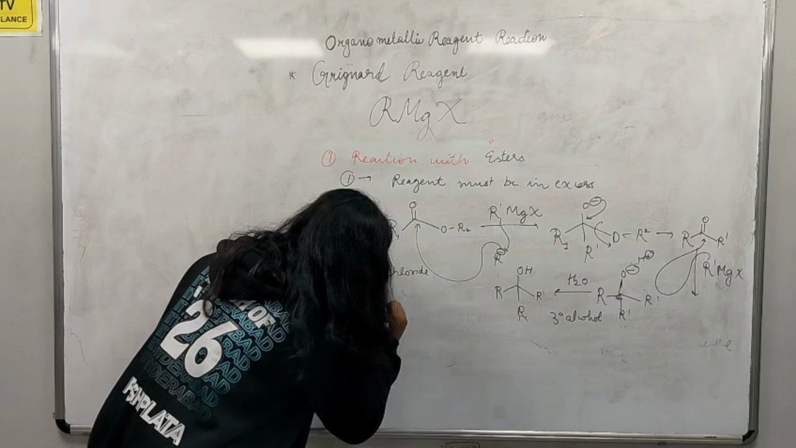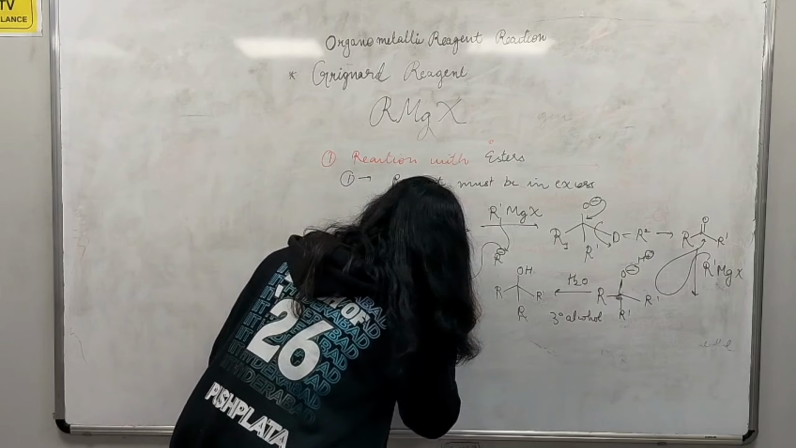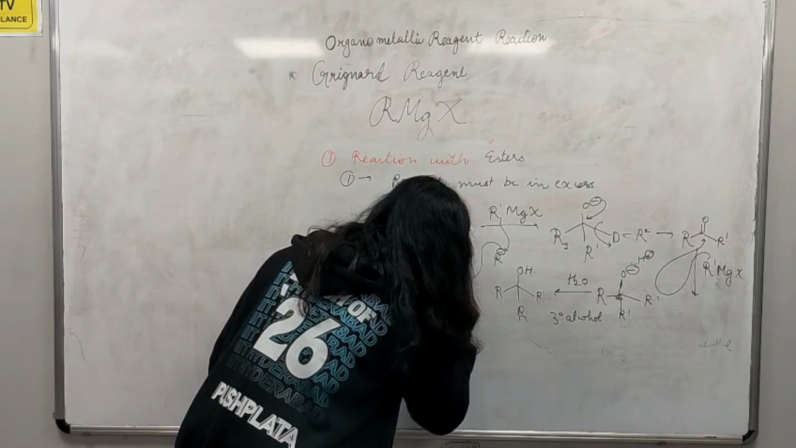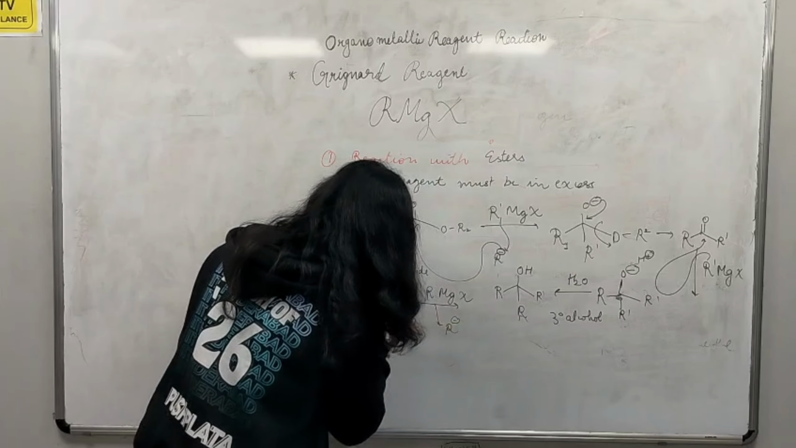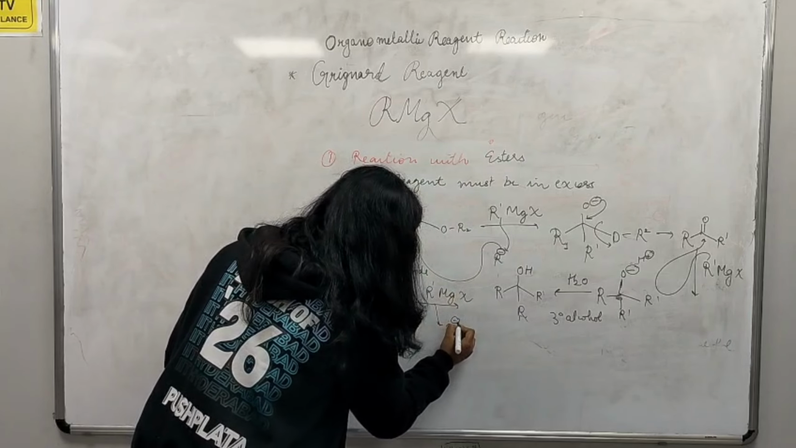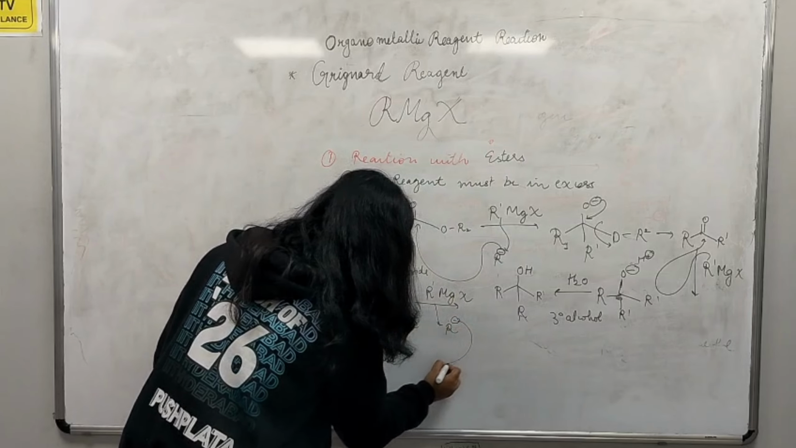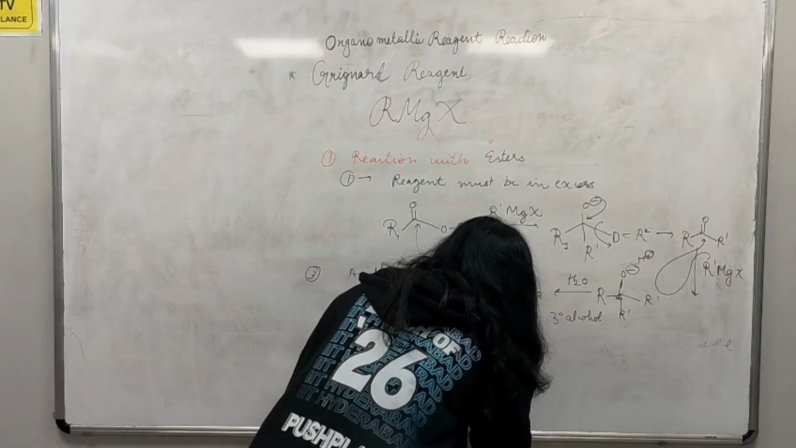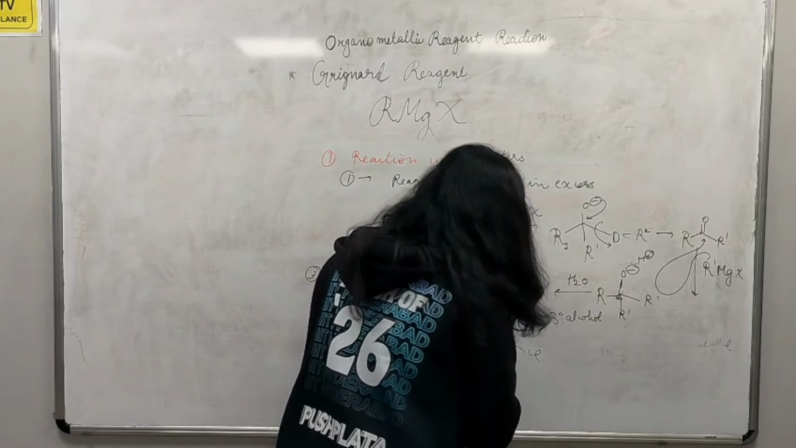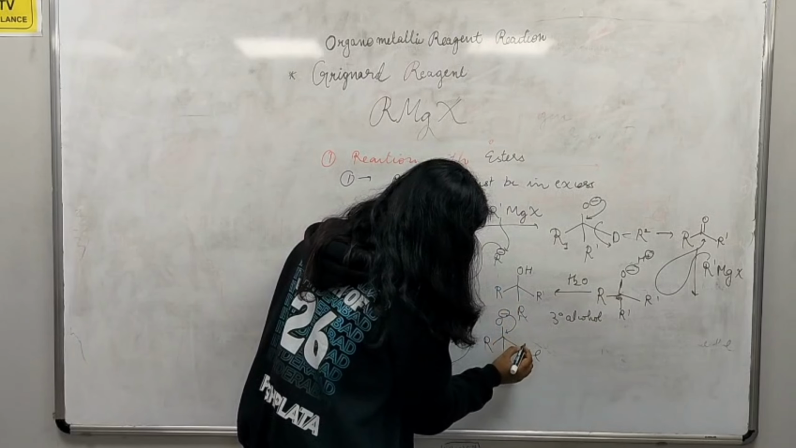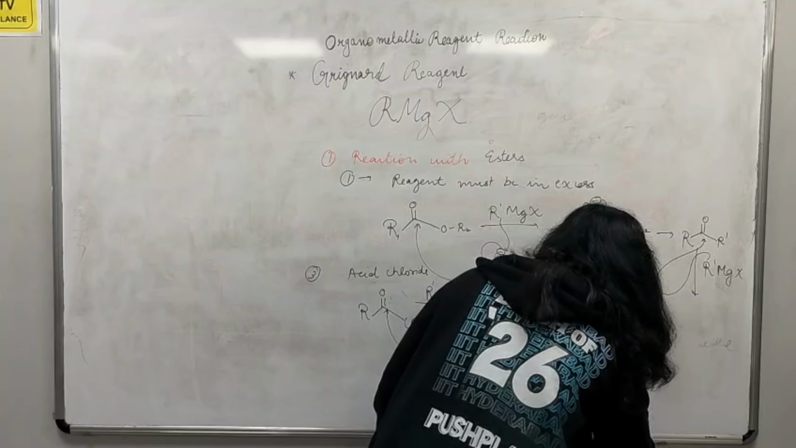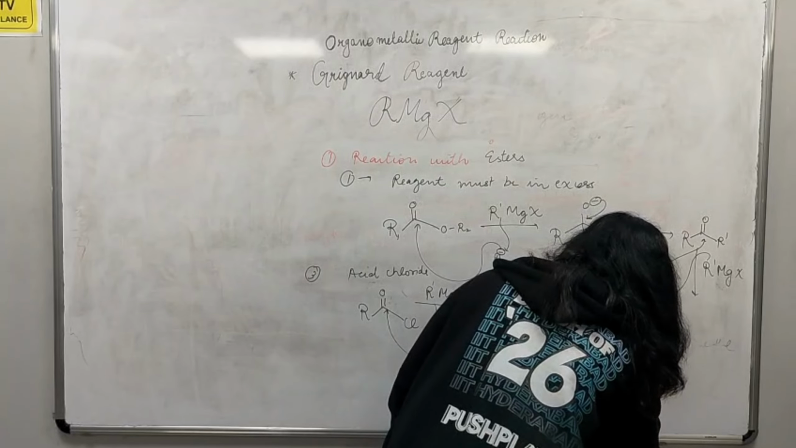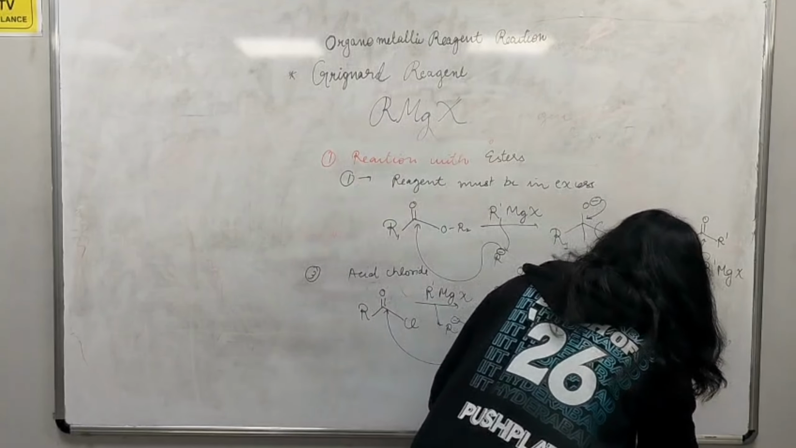Now the next reaction is with acid chloride. Let's take an acid chloride which reacted with RMgX. Again R will come out as R negative and attack the electron deficient center, which is our carbonyl. This negative charge comes back and eliminates the chlorine, which yields ketone as our main product.